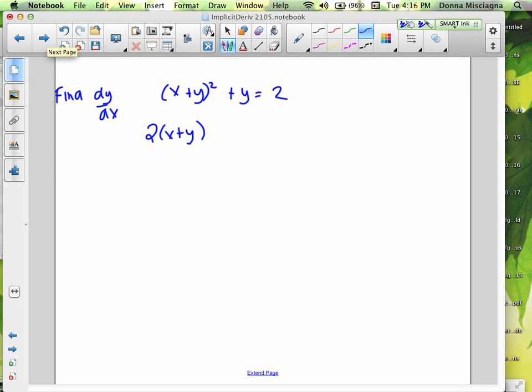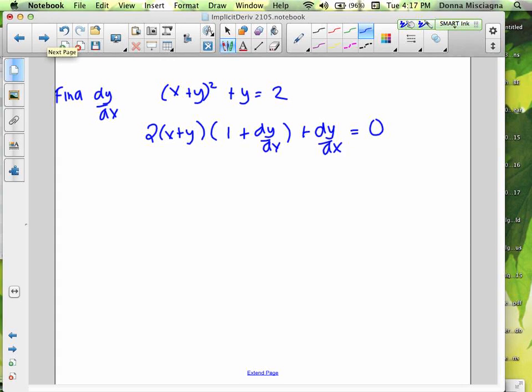All right, so the derivative of x is going to be just 1. That's just a sum here, so we can take the derivative of each term separately. The derivative of y is dy dx, plus derivative of y there is going to be dy dx. And then derivative of 2 is 0.